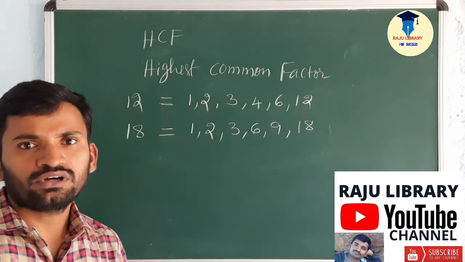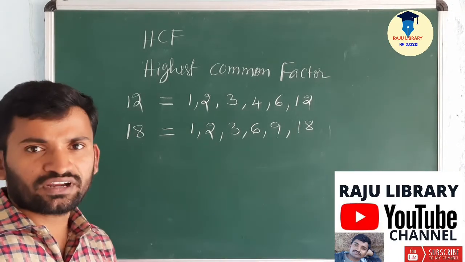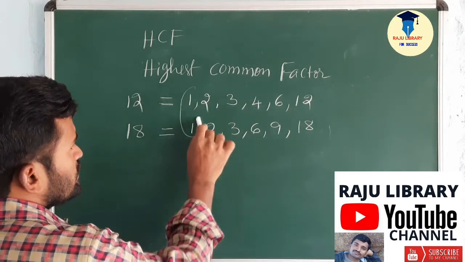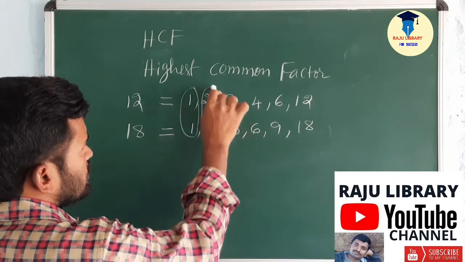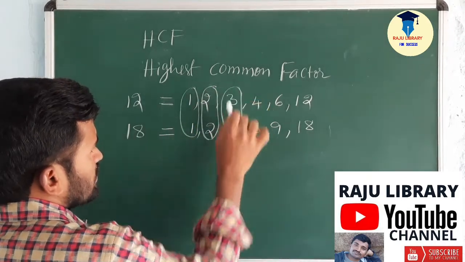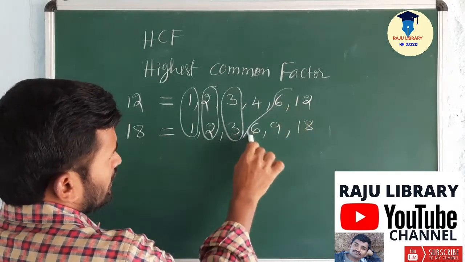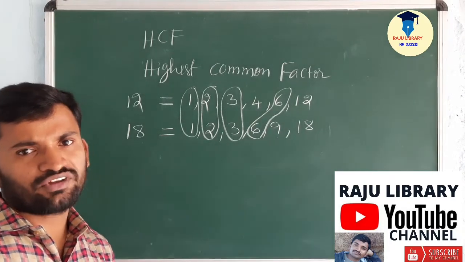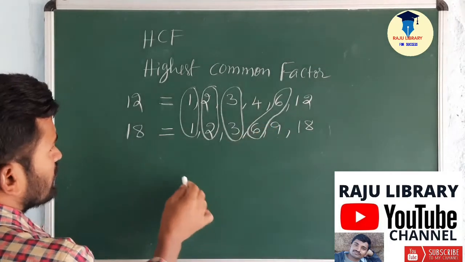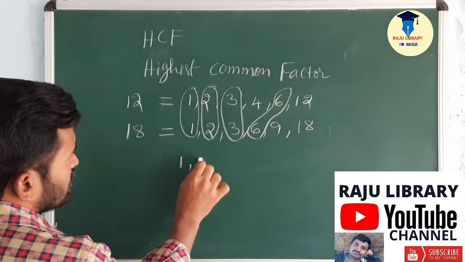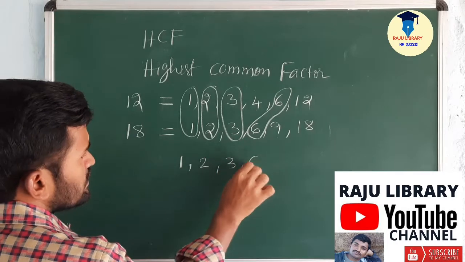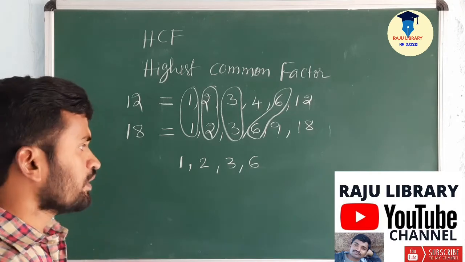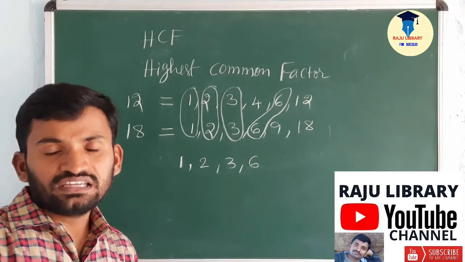Now we have to identify the common factors. 1 is a common factor, 2 is a common factor, 3 is a common factor, and 6 is also a common factor. If you write all the common factors, 1, 2, 3, 6 are the common factors in both 12 and 18. So which is the highest common factor among these?